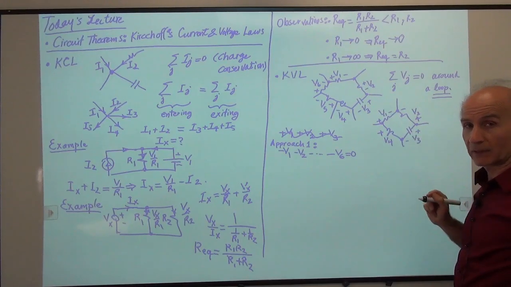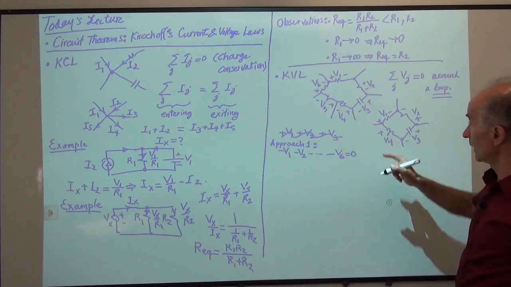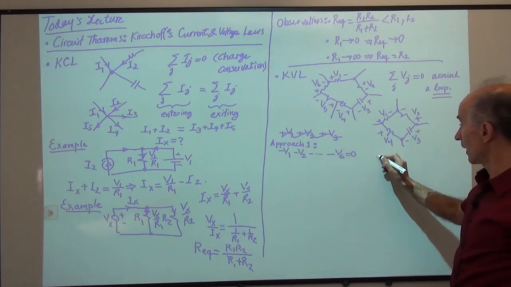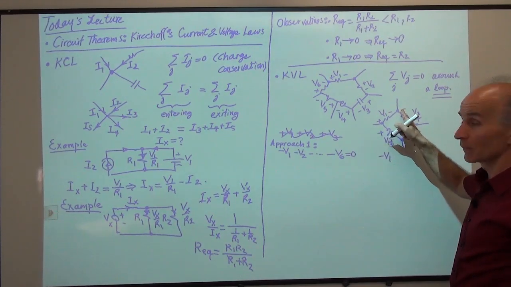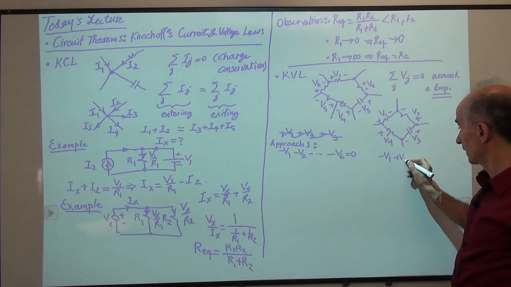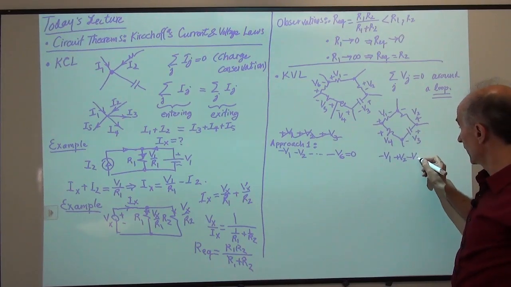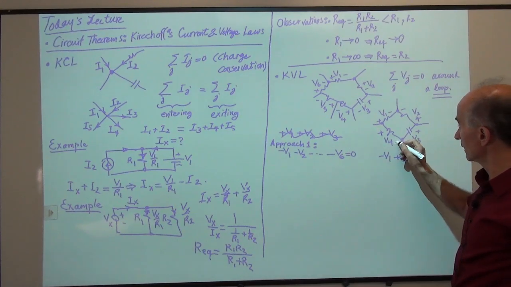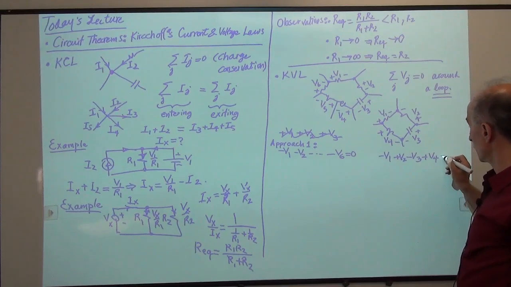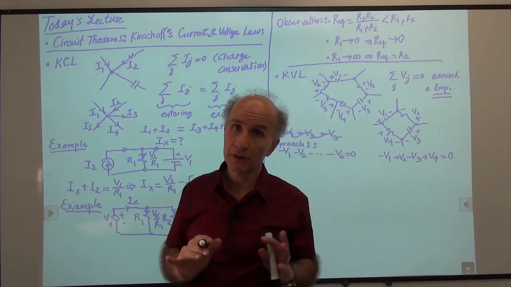I would like to write KVL here. No problem. So we're going to start from anywhere we want, doesn't matter. So let's say start from here. And I'm saying I'm going from high potential to low potential. So that would be minus V1. I'm going from low potential to high potential. That would be plus V2. I'm going from high potential to low potential, minus V3. And I'm going from low potential to high potential, that's plus V4, equals 0. All right?